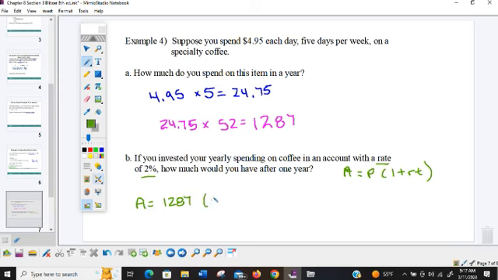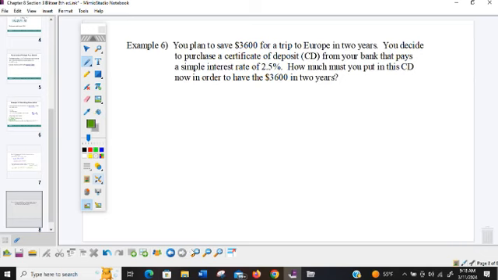A equals $1,287 times 1 plus, our rate is 2%, changed to a decimal we get 0.02, like 2 cents. And they said 1 year, so we're going to multiply by 1 there. When you plug that in a calculator, you end up with $1,312.74. So that's the amount that we could have if we invested instead of buying coffee.